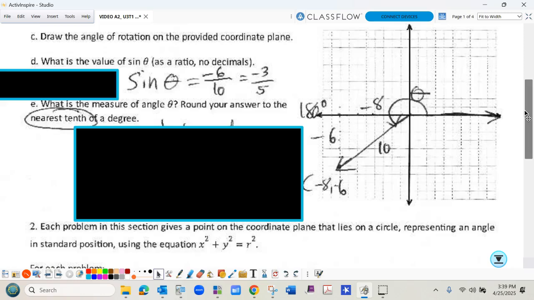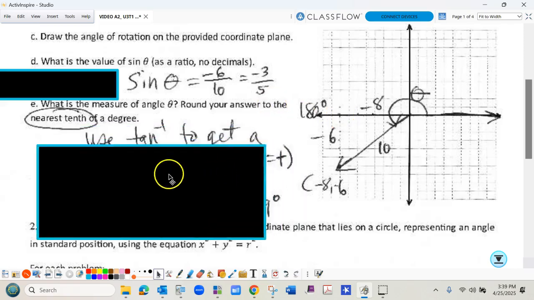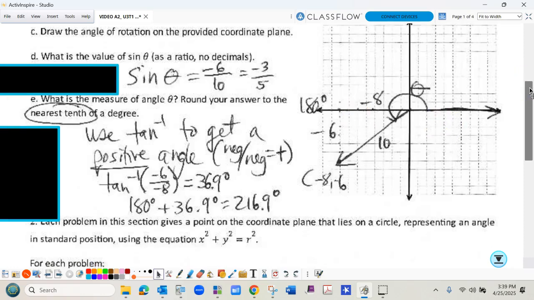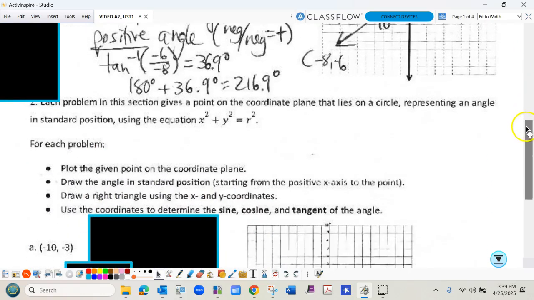But first I need the reference angle. The reference angle comes from one of our inverses. I've done inverse tan, so I could get a positive angle. We all know that reference angles are always positive and acute, meaning less than 90 degrees. When I get the answer of 36.9 degrees, that gets added to 180 because in quadrant 3, in order to get the rotational angle, it's 180 plus the reference angle.